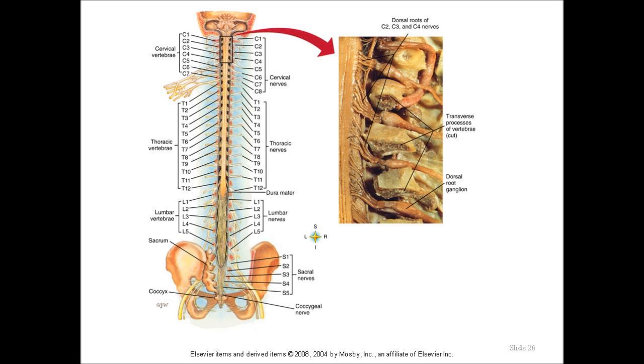Although nerves belonging to the sympathetic nervous system form a ganglion chain parallel to the spinal cord on both sides of the thoracic spine. We'll talk more about that aspect when we talk about the autonomic nervous system. The spinal cord is also covered by meninges, the dura mater, the arachnoid, and the pia mater.